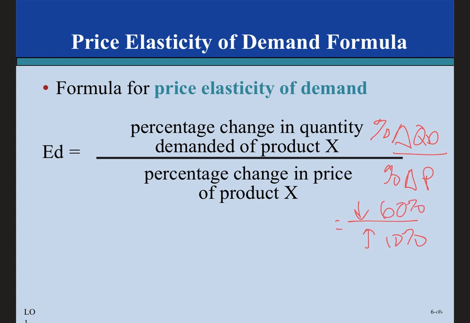We can tell that this is going to be elastic because the quantity effect is massive and the price effect is smaller, okay? So this is going to have a coefficient that's going to be greater than 1, and that's going to tell us that the quantity effect is greater than the price effect. If we had had a situation where it was the opposite and maybe the price increased 60% and the quantity decreased, but only decreased 10%, then we would know that this would be inelastic demand, okay?